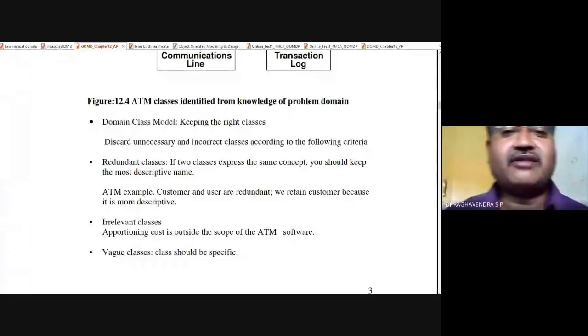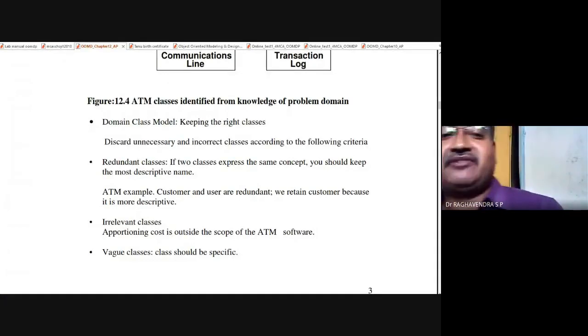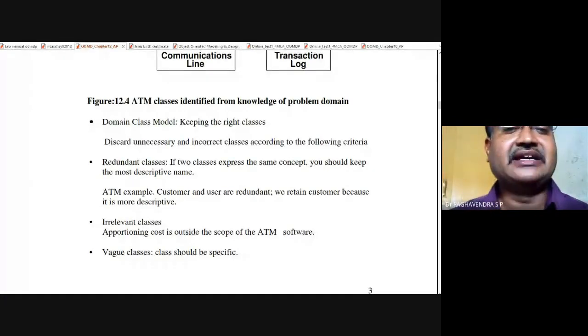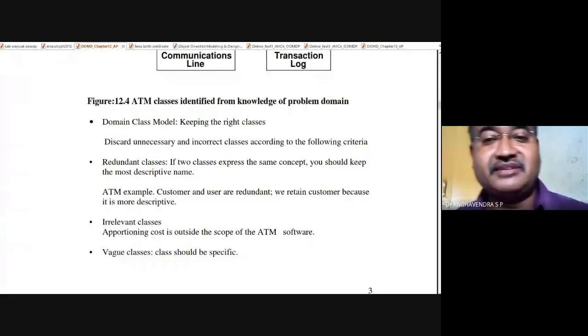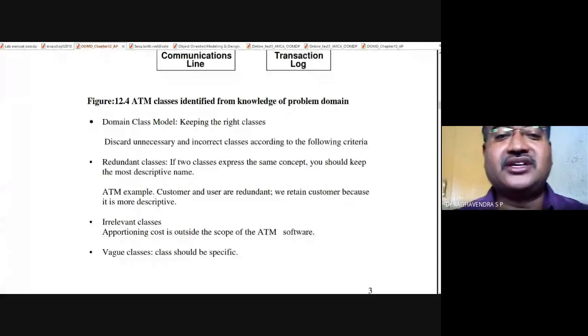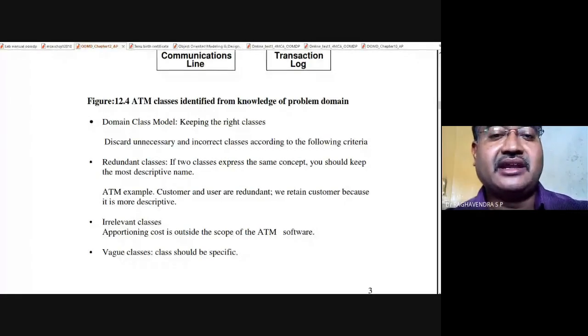In this scenario, what happens? Some service charge will be given. That service charge is what incurs this apportioning cost. It is not relevant here because it is related to the bank. It is not related to the ATM. So that is why, to some extent, this apportioning cost can be considered as an irrelevant class.